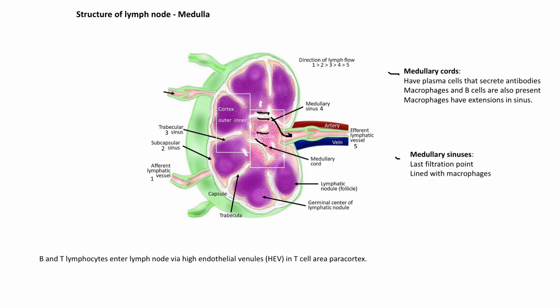They contain plasma cells that secrete antibodies. They contain macrophages that are highly phagocytic and they remove any particles from lymph before it leaves lymph node. And medullary cords also contain B and T cells. The processes of macrophages extend in medullary sinuses and they filter and remove any debris or particles that is present in lymph.